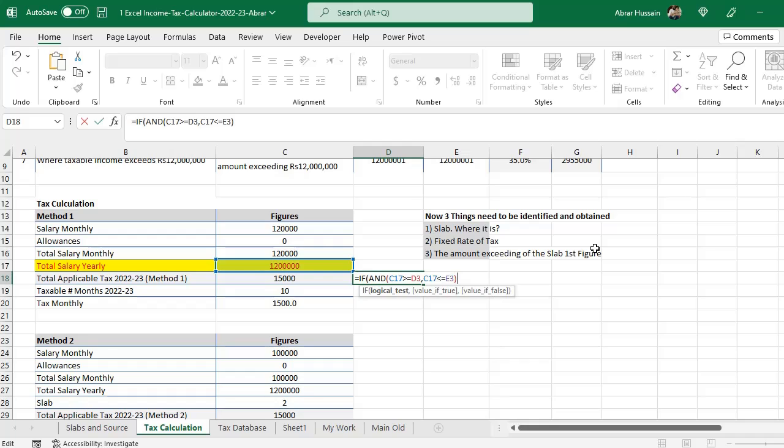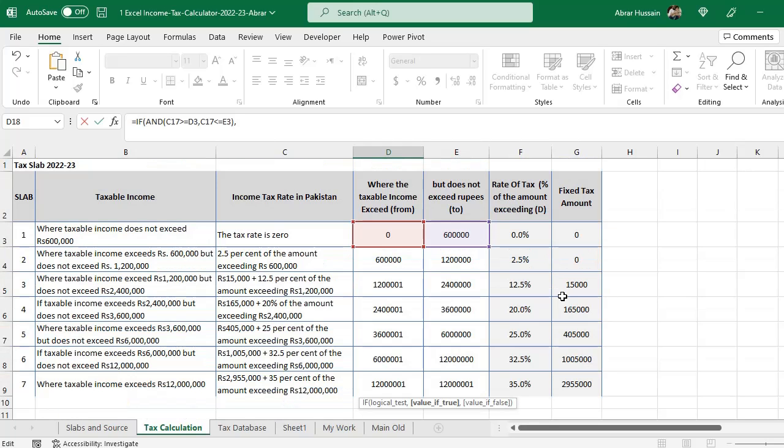Okay. Now I have to apply value if true and value if false. This is my first condition. I have used AND because I am giving it two conditions. The amount is greater than or equal to this one and the amount is lesser than or equal to this one. So value if true. What I should do if this value is true? Simply value if true is rate of the tax percent of the amount exceeding column D, there is nothing, and fixed rate, there is nothing. But I will have to apply the formula so that I may use it in the other conditions.